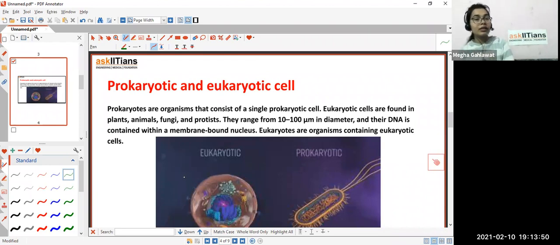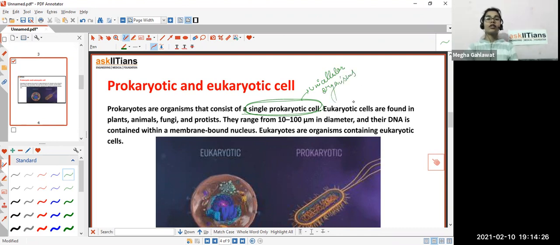Whereas the eukaryotic cells are the advanced or the modern cells which have evolved according to the environment and are so much better at surviving, right? Now, see, prokaryotic organisms are the ones which have a single prokaryotic cell. When I say single prokaryotic cell, that means the bacteria are single celled organisms. They are not multicellular organisms, they are unicellular organisms. The prokaryotes are unicellular organisms. I'm just going to write that down here for you. Apart from that, the eukaryotic cells are found in the plants, animals, fungi, protists.